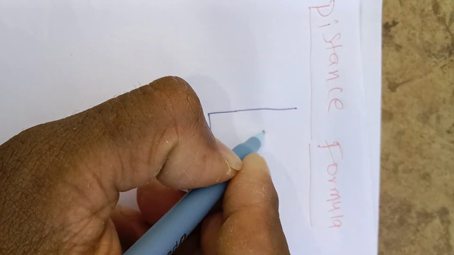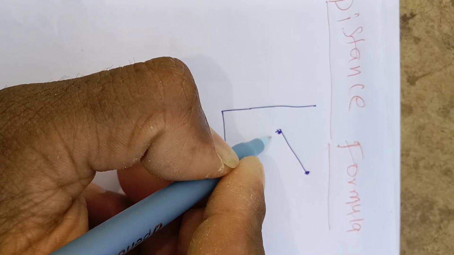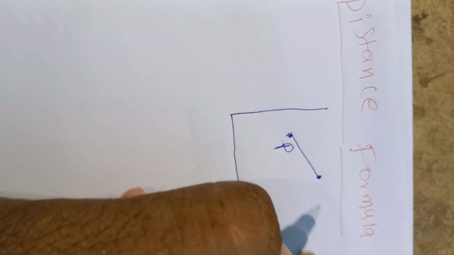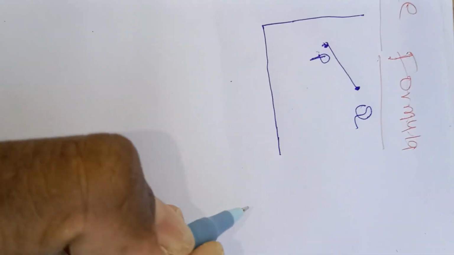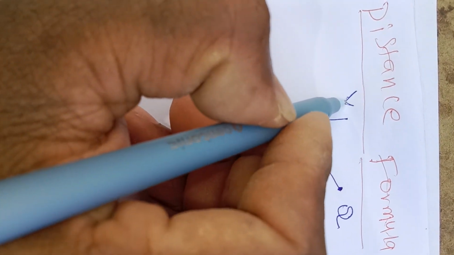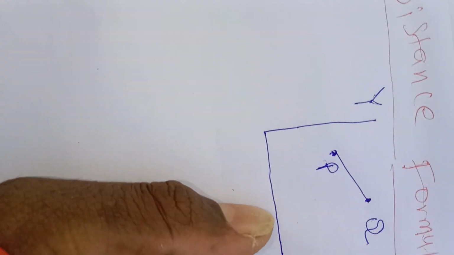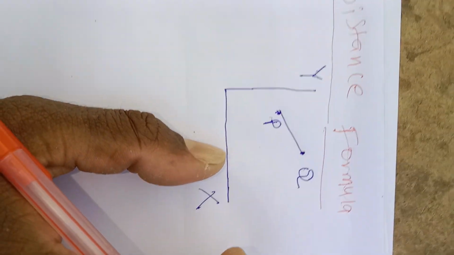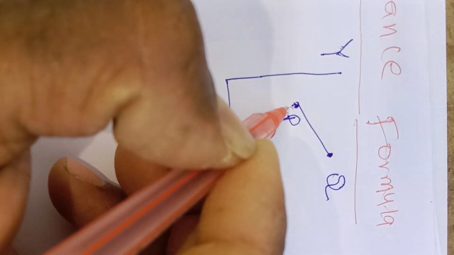In that, locate the 2 points called P and Q. This point is called P. This point is called Q in the graph. It represents the x-axis. It represents the y-axis. We have to find the distance between the 2 points in the graph, P and Q.